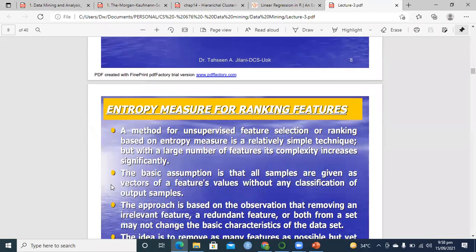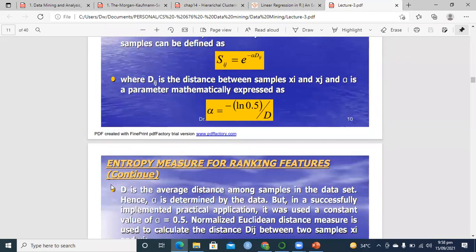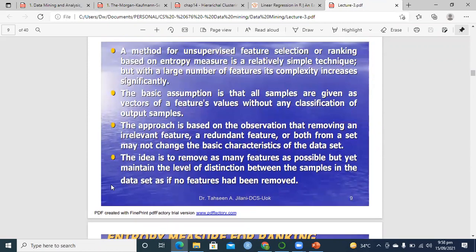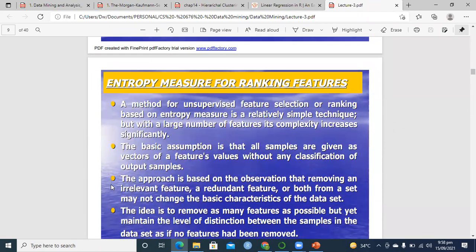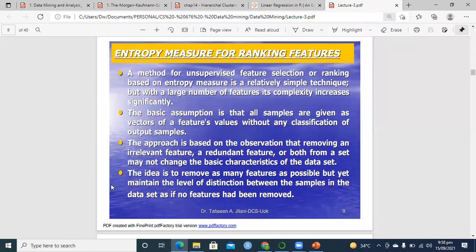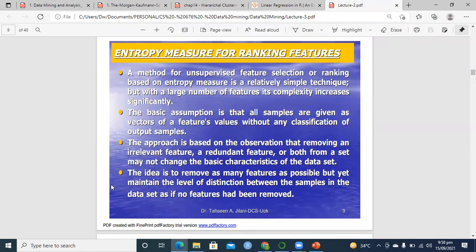Now I want to jump to features. This is the entropy measure for ranking features. This is another way: you can rank your variables according to the entropy. Suppose in a company, there are 10 employees. Suppose they want to downsize, they want to reduce the number of employees in their company. What they will do is remove one person and see, first of all, how good their system is working. What is the efficiency of the system when there are 10 employees?